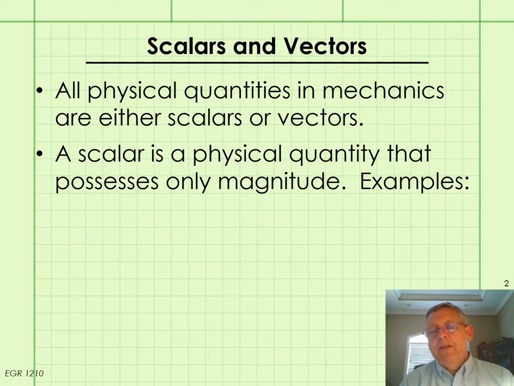All of the physical quantities that we encounter in engineering mechanics are either scalars or vectors. A scalar is a physical quantity that possesses only magnitude, whereas a vector possesses both magnitude and direction. Let's focus on scalars first. Can you think of any examples of physical quantities that have only magnitude?